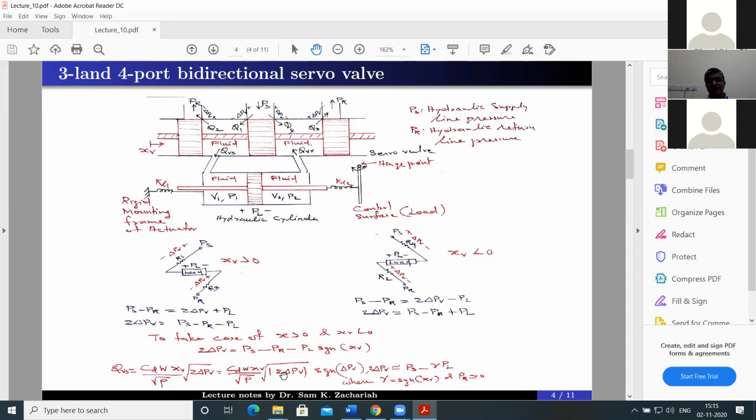So if this term becomes negative, the meaning is the flow becomes the opposite direction. So taking the magnitude under the square root and multiplying by the sign is physically also consistent. So there is no problem for this equation. This is the net equation of the servo valve. Any doubt on this?